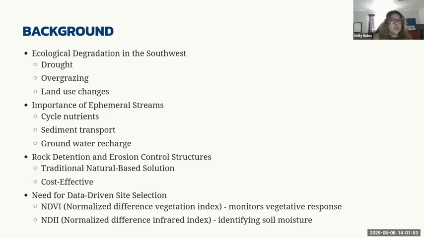Quantitative data and scientific approaches to these structures are sparse, with only a few studies on NDVI analysis post the rock dam installations. Using remote sensing can not only monitor the success of these structures, but can aid in creating a scalable solution for watershed management. In this study, we will be discussing the utility of normalized difference infrared index as a proxy to soil moisture used to identify areas of low infiltration that would benefit from restoration planning.